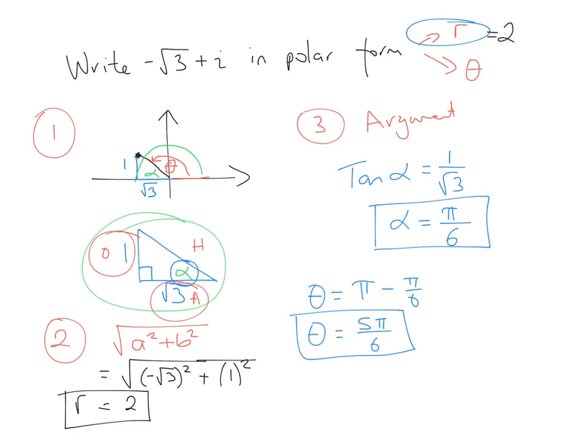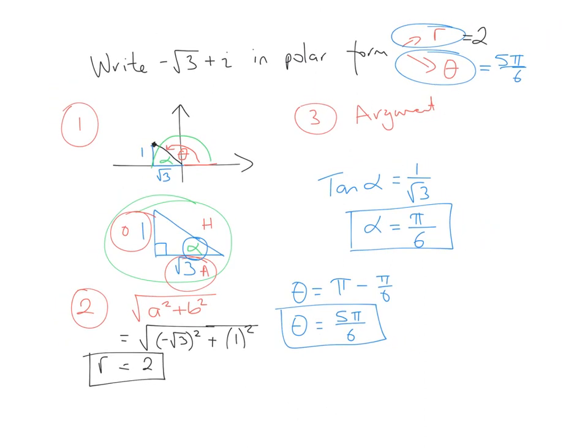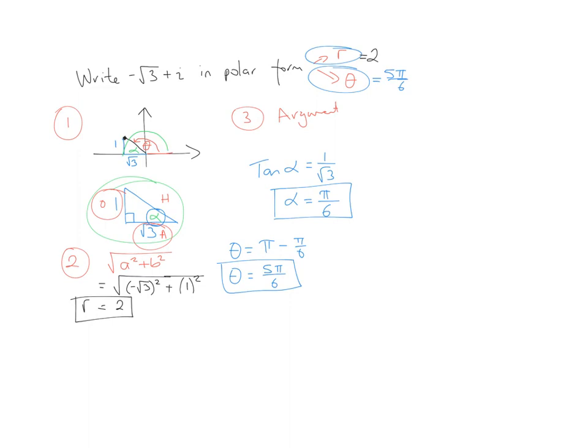So we now have our two things. We have our modulus, which is 2, and we have our theta, which is 5 pi over 6. So I'm now ready to write this in polar form. To write a complex number in polar form, let me just write this down here. What we need to remember is the following formula.